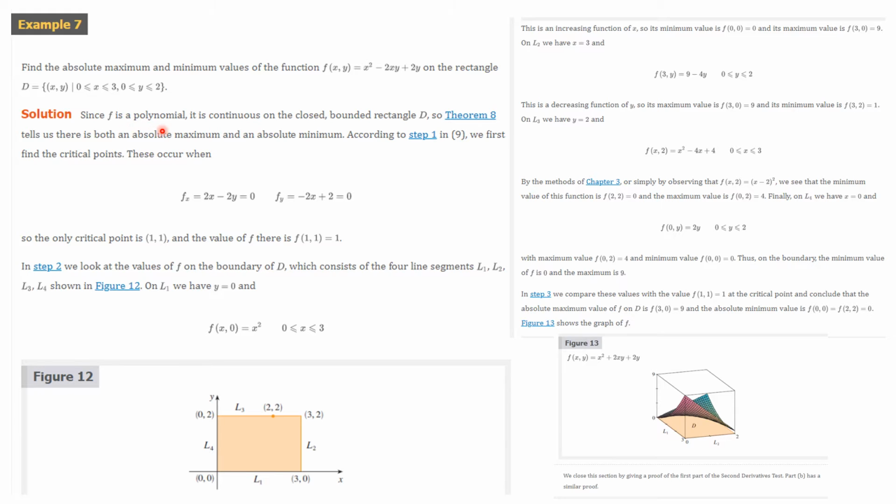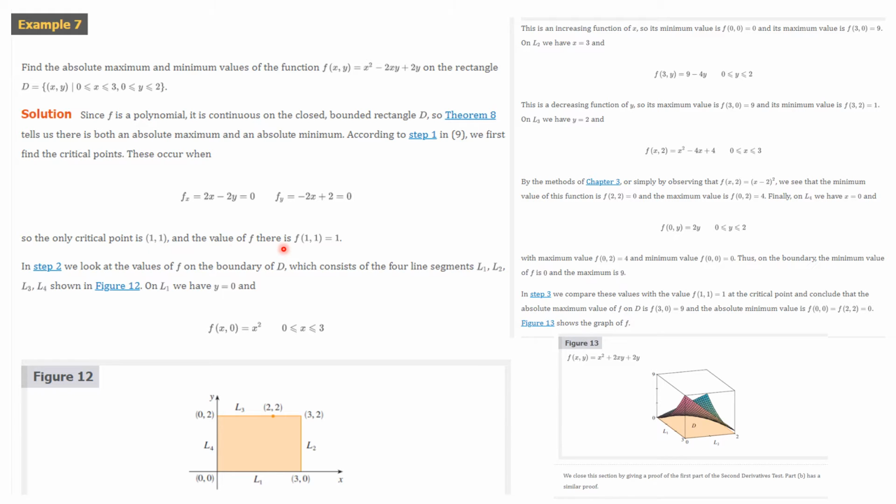Okay. Since f is a polynomial, it is continuous on the bounded and closed set. And that tells us that by the theorem, there is an absolute maximum and absolute minimum. So we're going to seek the critical values. We take the partial with respect to x and the partial with respect to y of this function. The partial with respect to x is this expression. The partial with respect to y is this expression. We solve these simultaneously, but that gives us only one critical point, that is (1, 1).